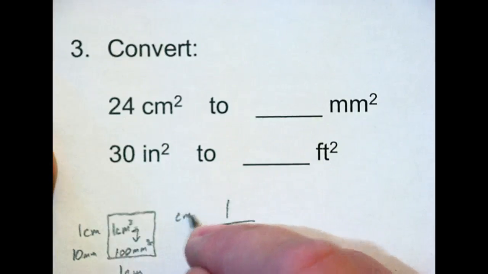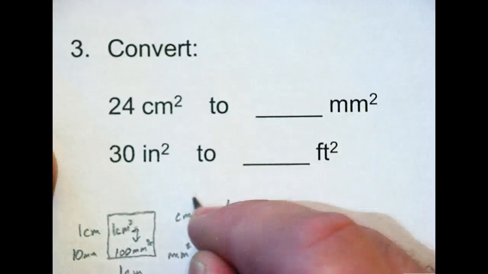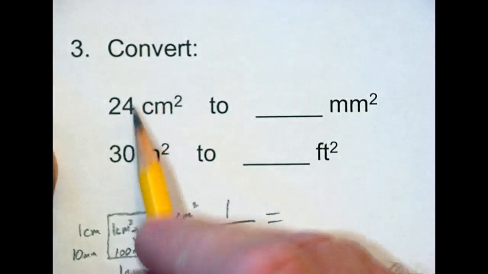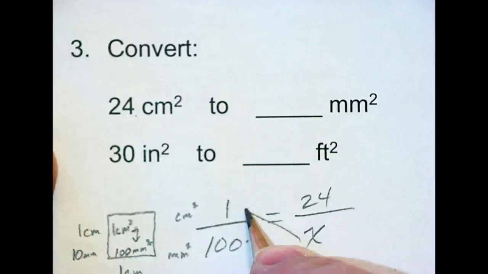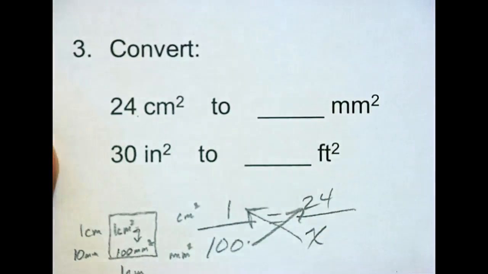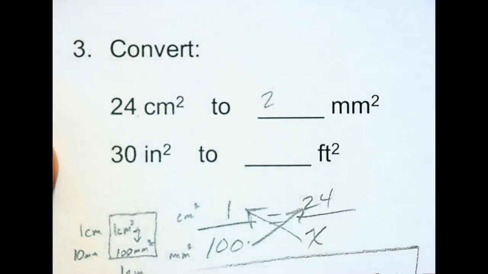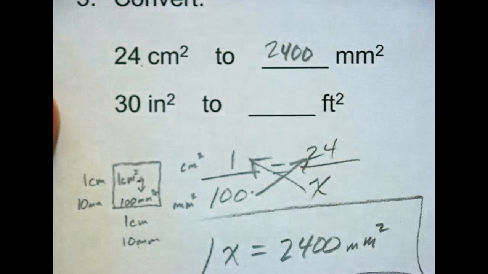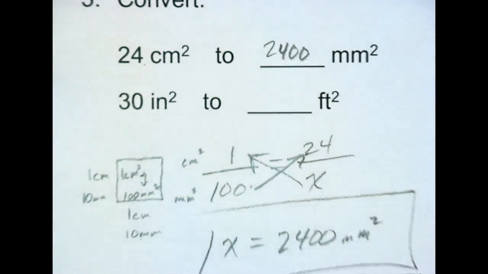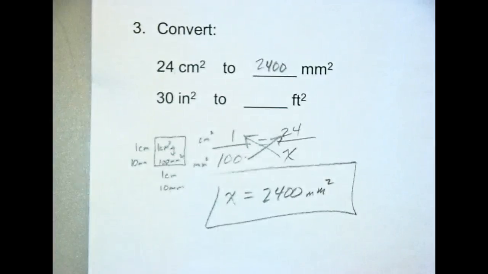Now, I know I have 24, and I'm looking for x. X times 1 is x, and 100 times 24 is 2400. I get 2400 square millimeters. How many got 2400? Well done. Now, some of you will say, I just multiplied it by 100. Well, if that works, it works.